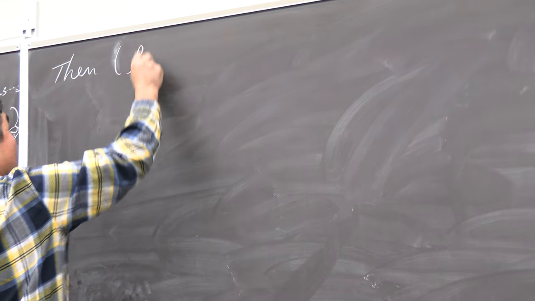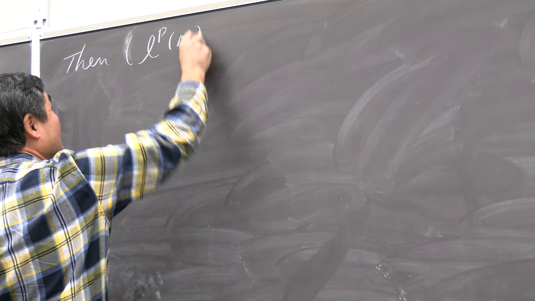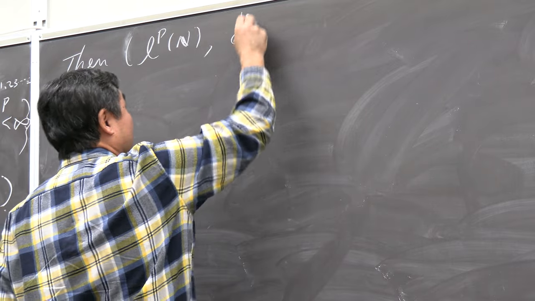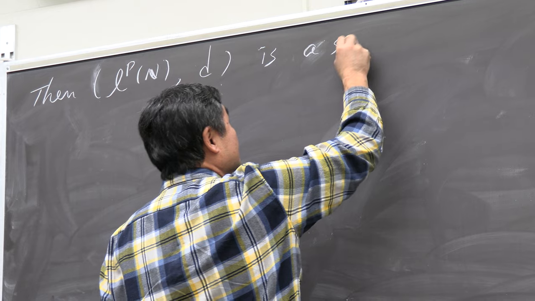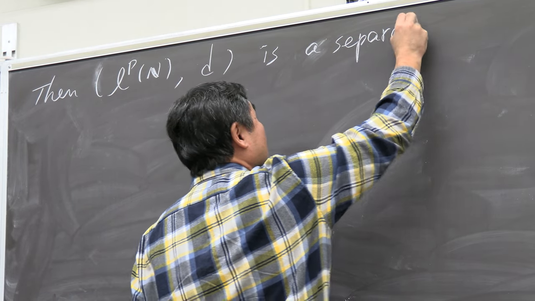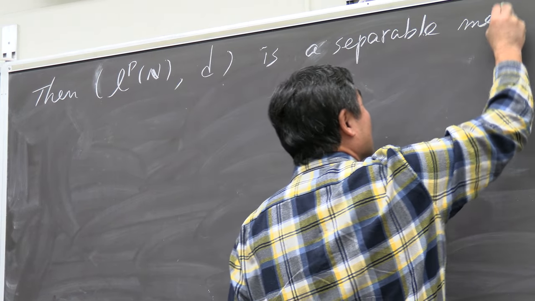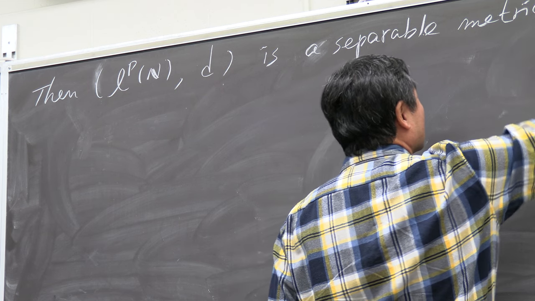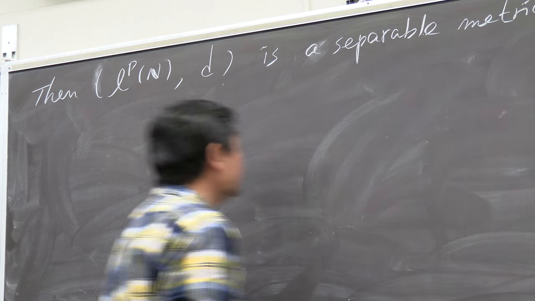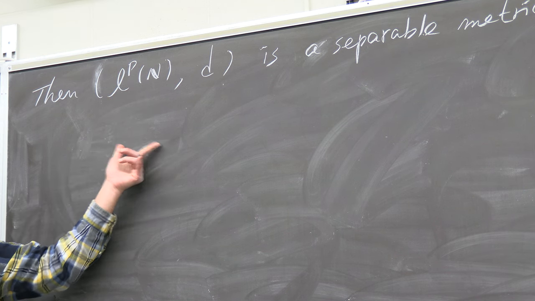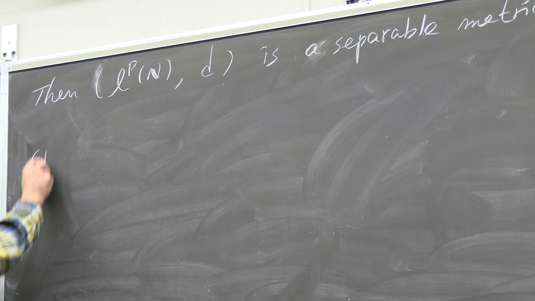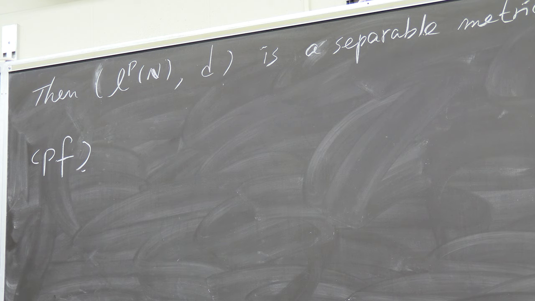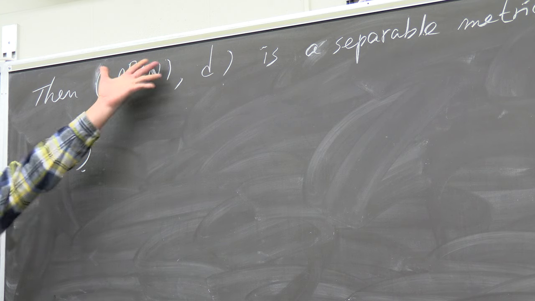The result is: little lp with this metric d we have defined is a separable metric space, which means this metric space has a countable dense subset. Then what is a countable dense subset that covers the whole metric space lp?